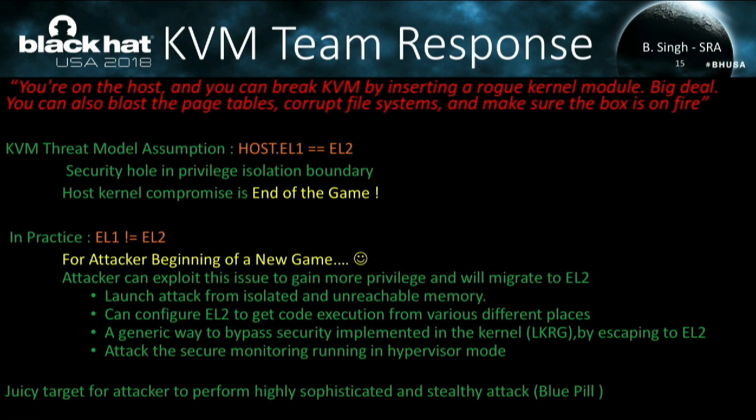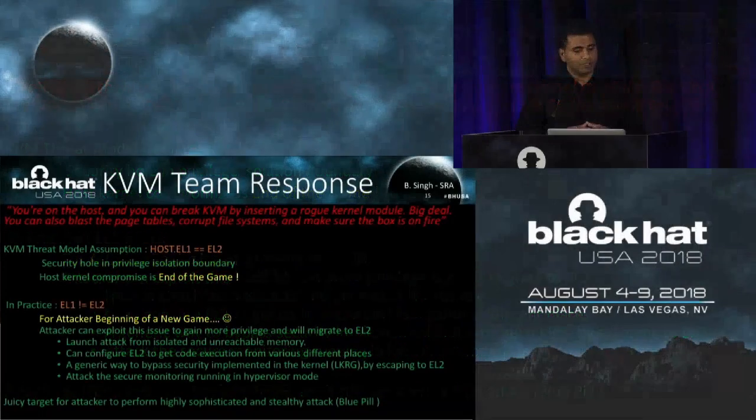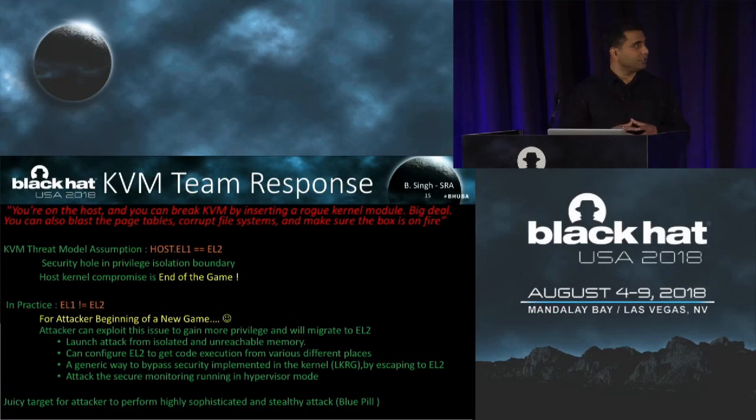And the third thing is that I can use this to bypass a lot of the protection mechanisms that are implemented in the kernel, like PatchGuard or Linux Runtime Guard, in a generic way by directly escaping into EL2. And fourth is that if somebody has implemented some secure monitoring software in a hypervisor using KVM, so they have a custom implementation, the attacker can attack those things as well. Because now the attacker is able to execute code in EL2.